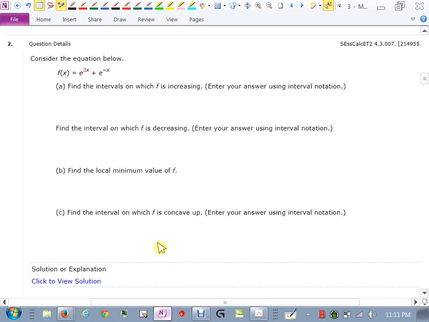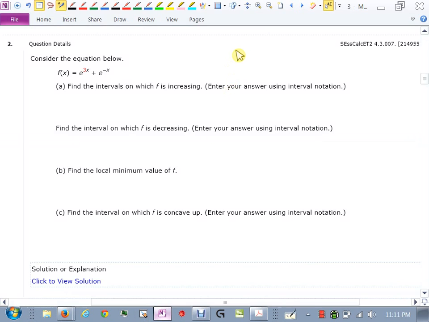Okay, this next problem, consider the function here. Find the intervals where it's increasing, where it's decreasing. Find the local minimum value of the function, and then find the interval where it's concave up. All right, so let's get to work on this.